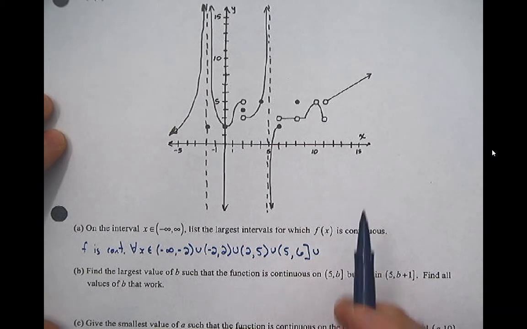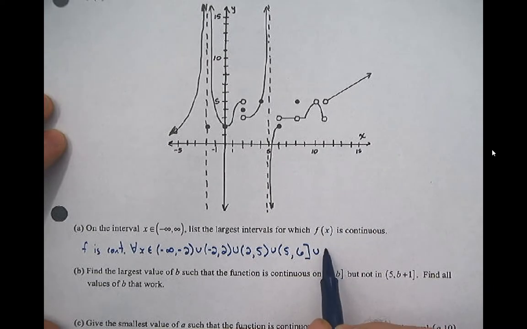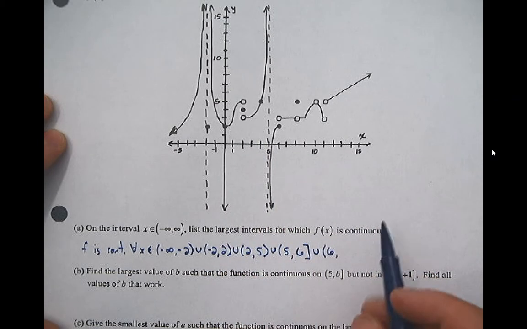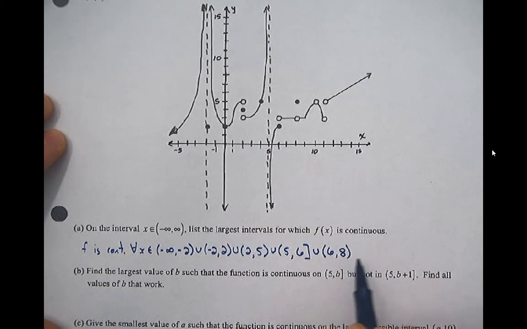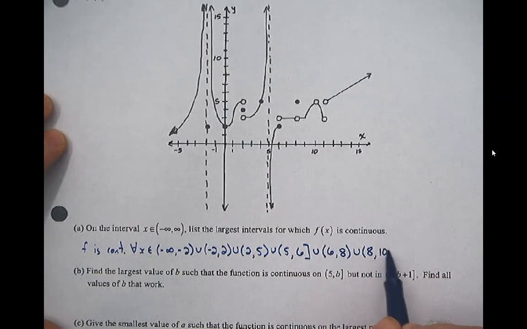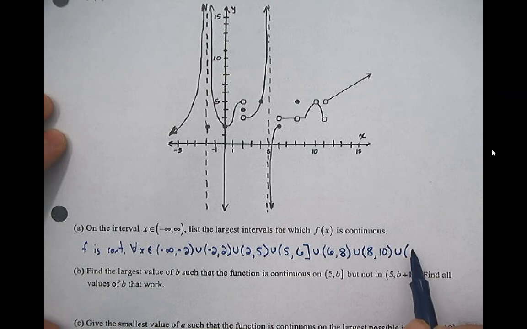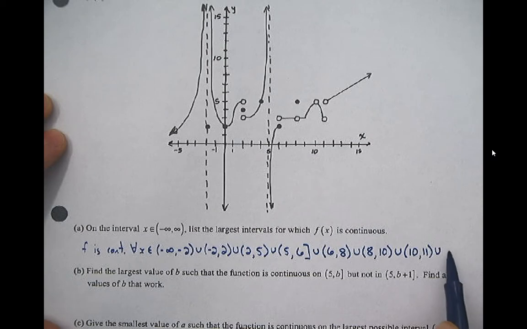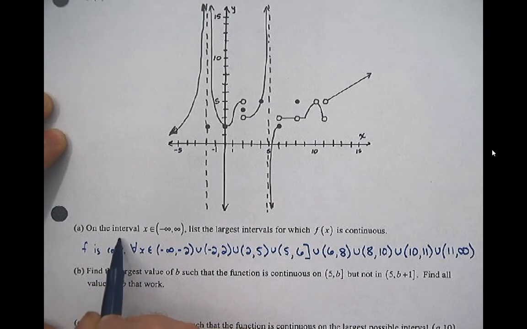Union with, and then on the right, I would say not included, 6 until, what's that, 7, 8. 8 is not included. Union 8 until 10. Not included. Union with 10 until 11. Not included. Union with 11 until infinity. Oh, I made it. Barely. Whew. Now I got to try to box it all in.